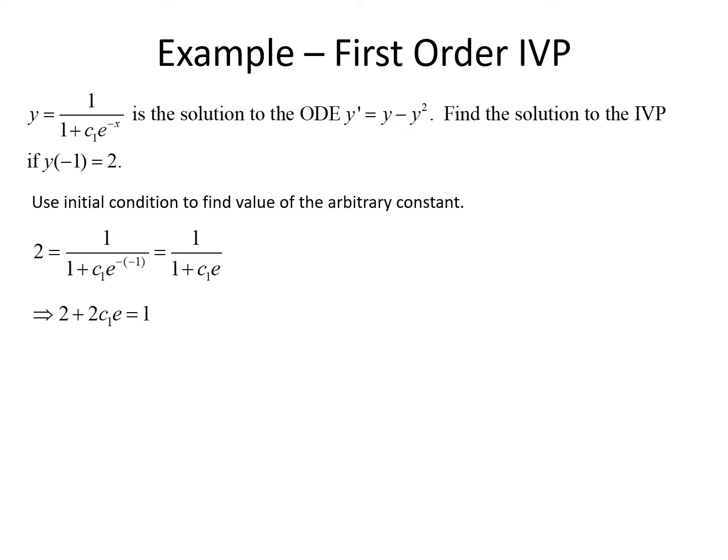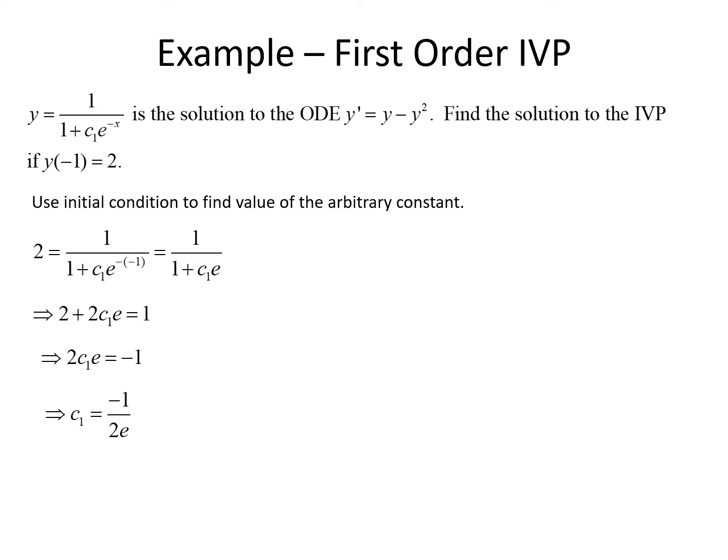We want to get c1 by itself, so we'll subtract 2 from both sides. So 2 c1 e equals negative 1. And then we'll divide both sides by 2e to get c1 by itself. So c1 is going to equal negative 1 divided by 2e. So we found out what value that arbitrary constant has to take in order to satisfy the initial condition.